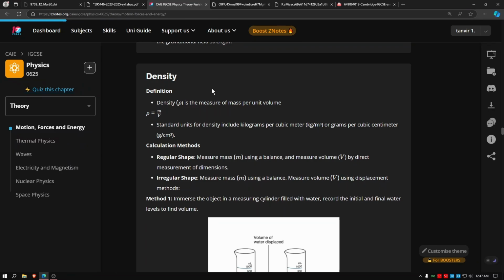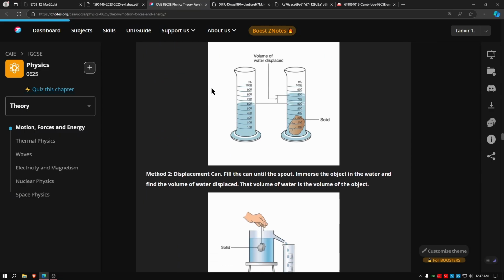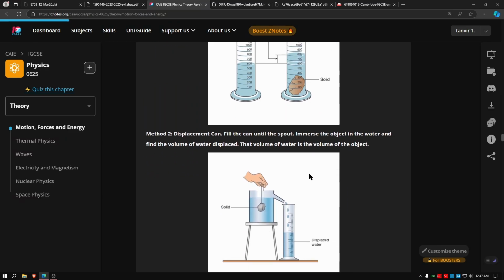Now let's see the notes. You can pause if you want. I'm just skimming through, not reading aloud. And this is volume by displacement. It was 600 before. When you throw in the rock, it goes to 800 milliliters. So you know the volume of the rock.